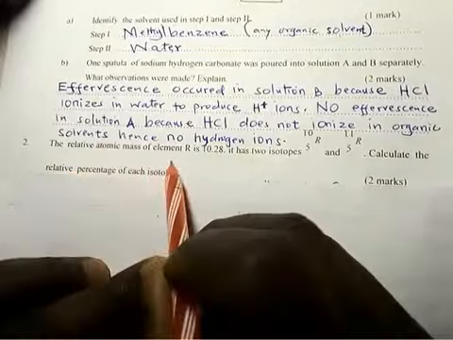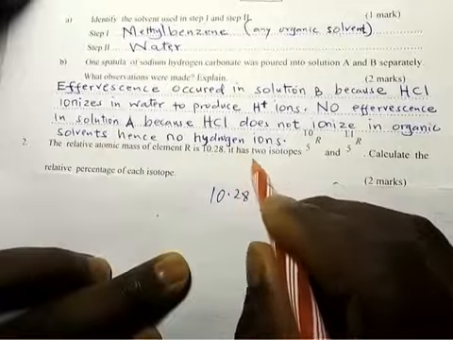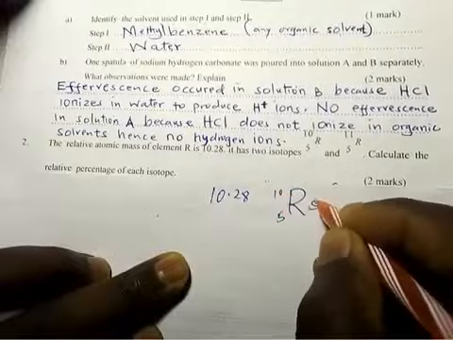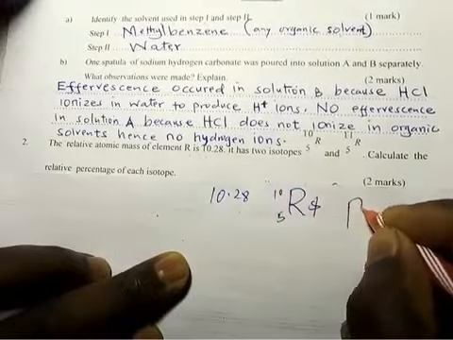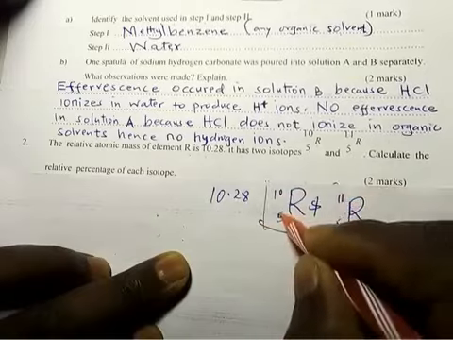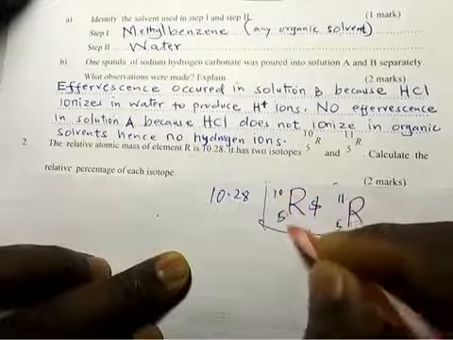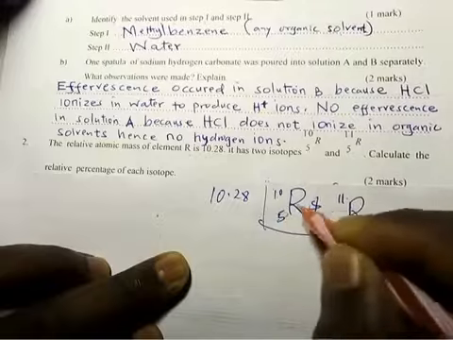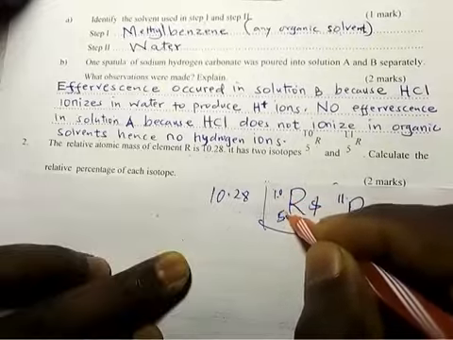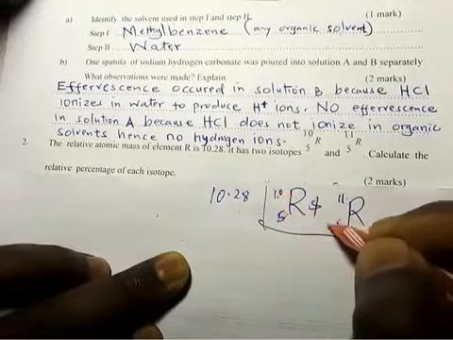The relative atomic mass of element R is 10.28. It has two isotopes, R 10 with atomic number 5, and R 11 with atomic number 5. So these are two isotopes because isotopes are elements with the same atomic number but different mass number. Hii namba hapa juu inaitwa mass number. Hii hapa chini inaitwa atomic number. Mass number is equal to the sum of protons and neutrons. So ukipewa hii, ukiulizwa proton au neutrons hapo unajua ni 5 minus 5 itakupea 5.